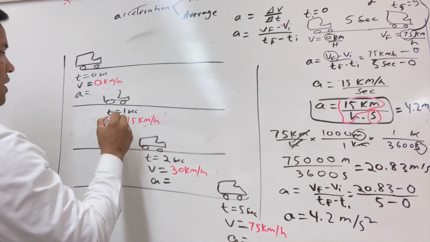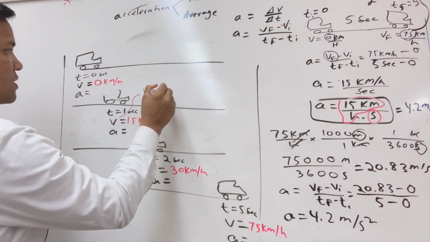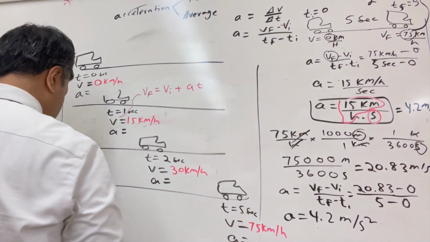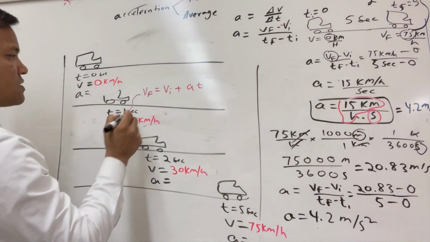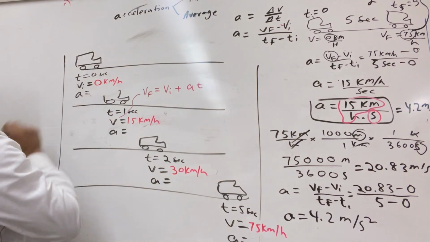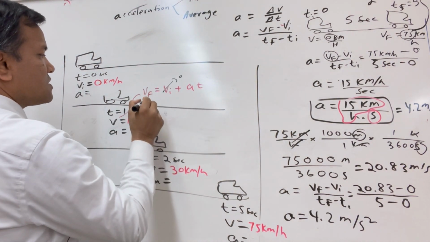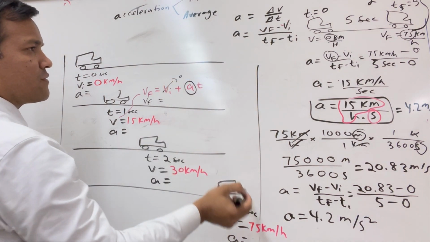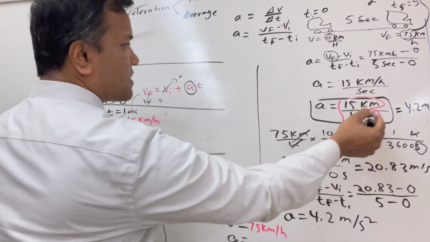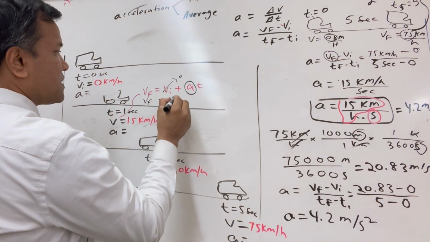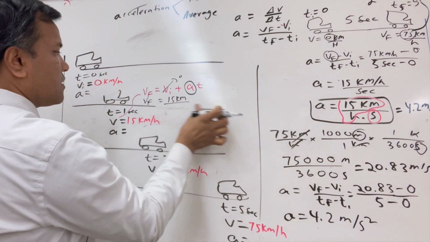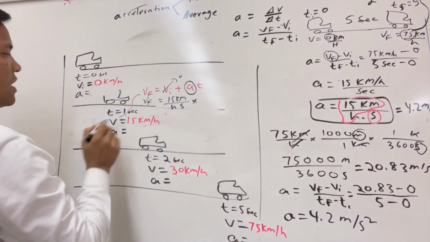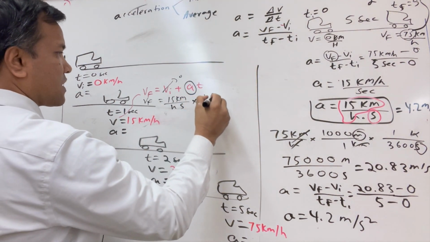So let's use the formula. Velocity final is equal to velocity initial plus a t, and that is from our reference table. Velocity initial is 0, so velocity final is acceleration times time. We already found the acceleration, and that is 15 kilometers per hour per second, times 1 second, after 1 second.